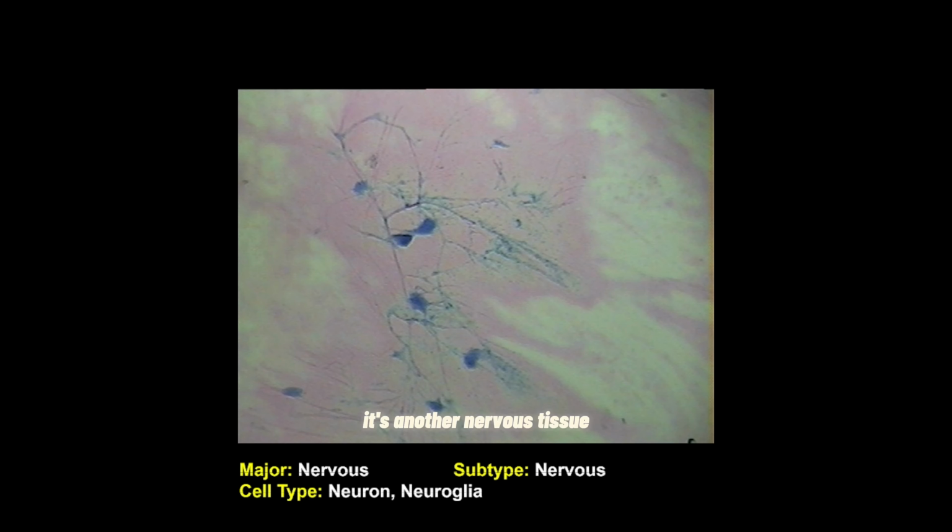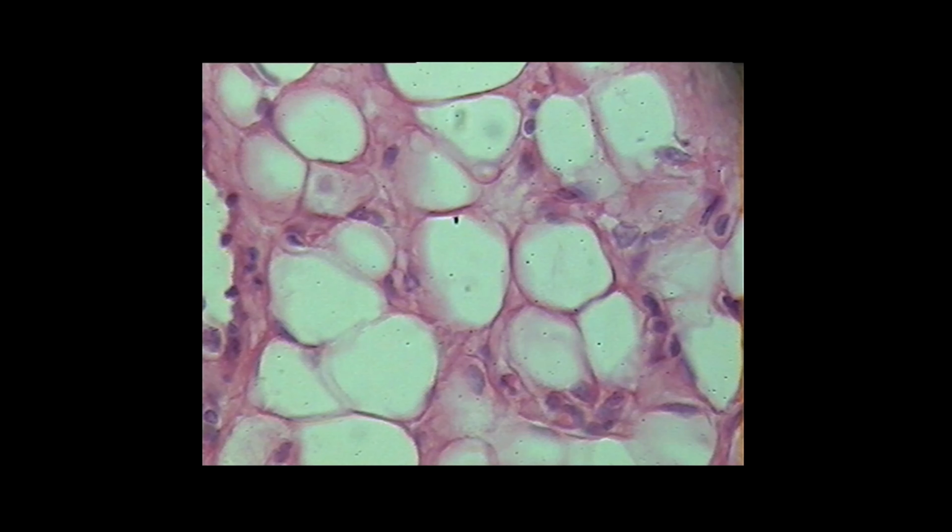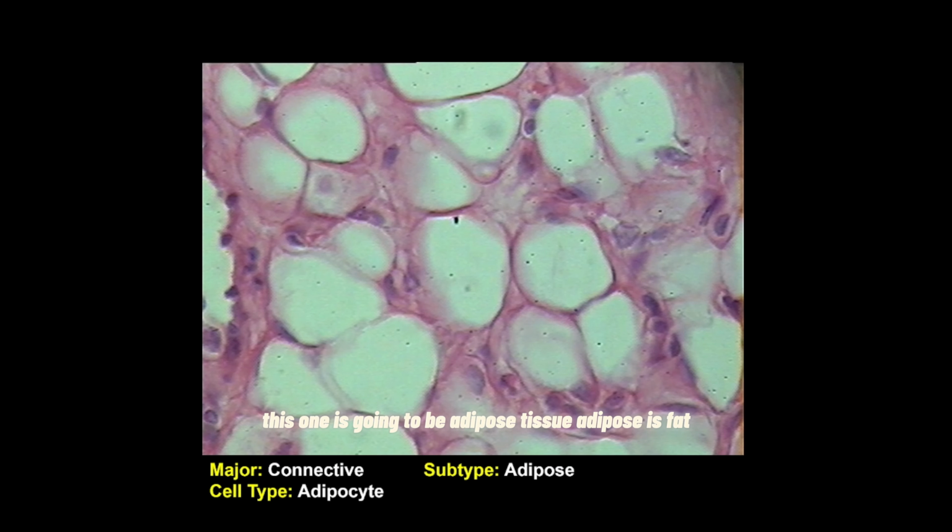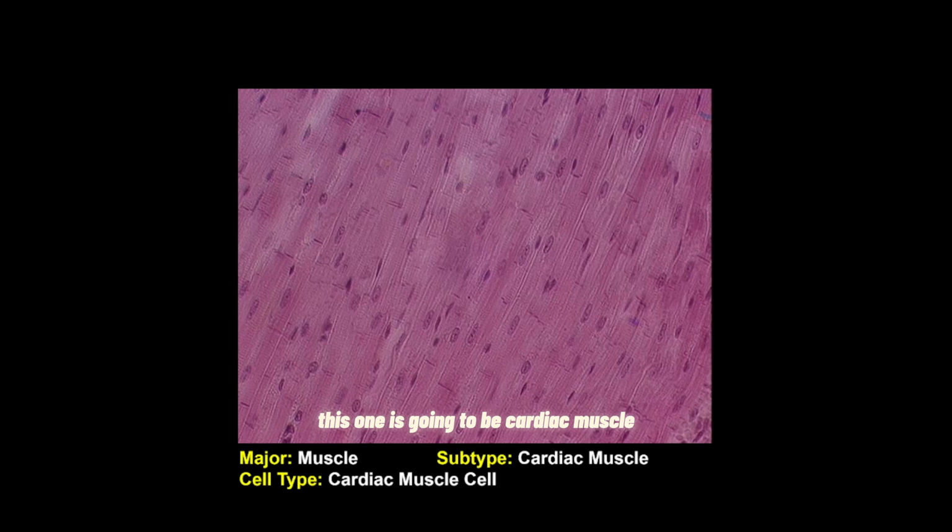Can we guess what this one is? It's another nervous tissue. This one is going to be adipose tissue. Adipose is fat, so if you see a bunch of things that look like fat cells, then that is going to be adipose. This is another easy one. This is also adipose, just in a different kind of picture. This one is going to be cardiac muscle.